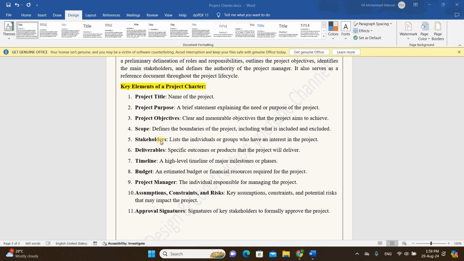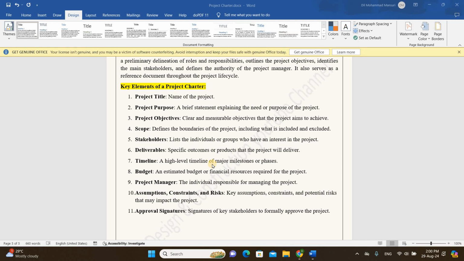Then timeline, a high-level timeline of major milestones or phases. You will have a project to complete in a given duration of time, and the major milestones: after 3 months or after 2 months you are going to have the first RCC slab casting, or the first floor finished. So you have to include the major milestones. Then the budget of your project: how much the project is going to spend over the period of the project.